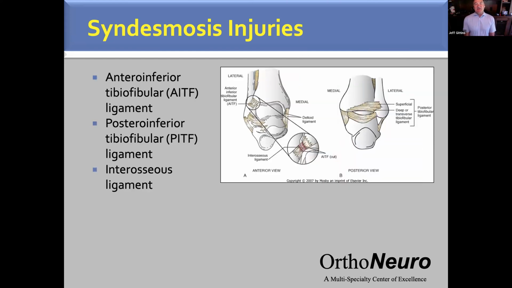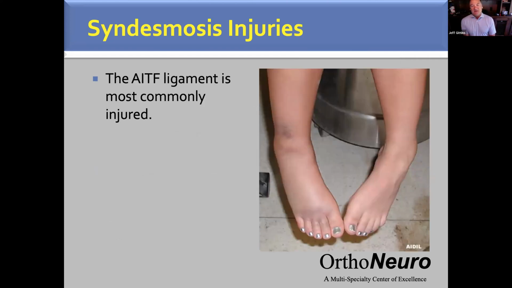The syndesmosis includes the anterior inferior tib-fib ligament. There's also the posterior inferior tib-fib ligament and the interosseous ligament. The anterior inferior tib-fib ligament is most commonly injured.